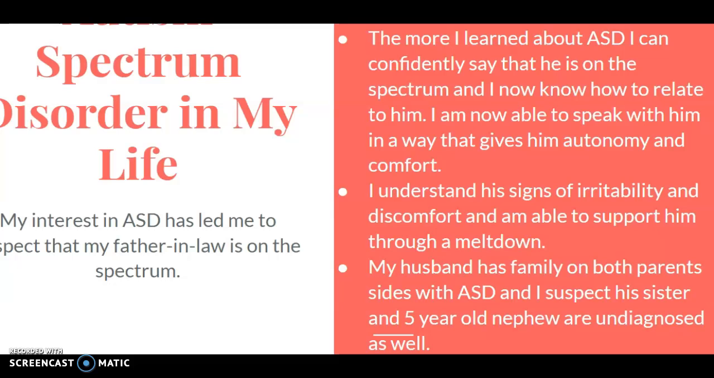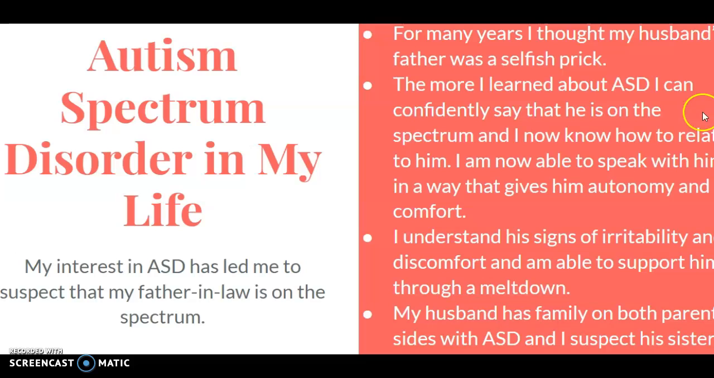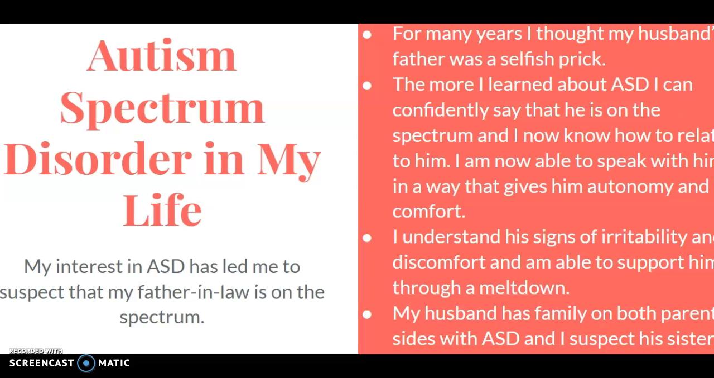My husband's family likely has ASD on both sides. We suspect his uncles, and then his father on another side. We also suspect that his sister and 5-year-old nephew could be undiagnosed with autism spectrum disorder. So understanding more about what it looks like in your daily life could make big changes.